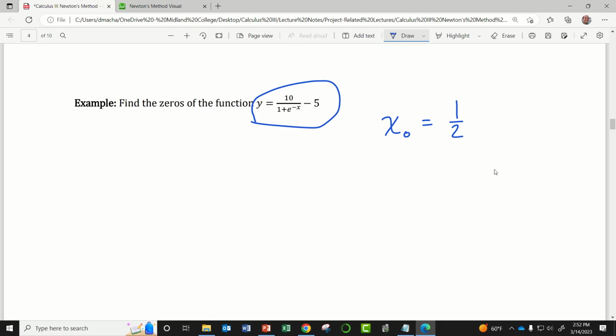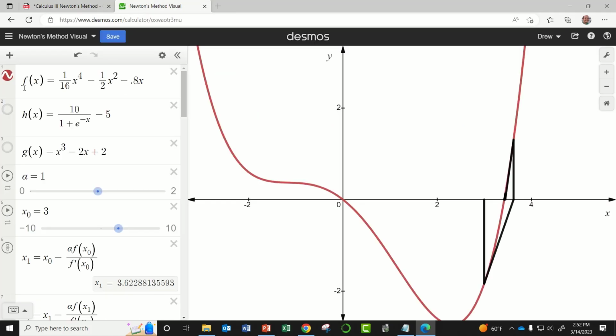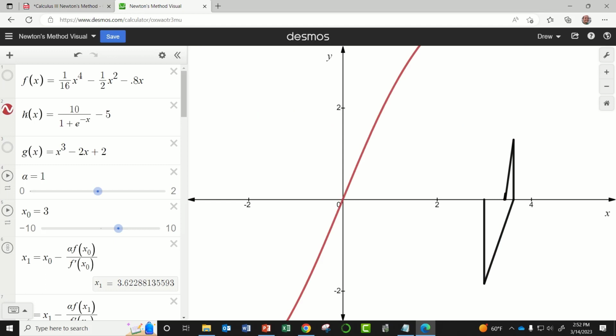And now I'm assuming you've paused the video and already attempted this problem. And to move on, I will show you what this function looks like right here.